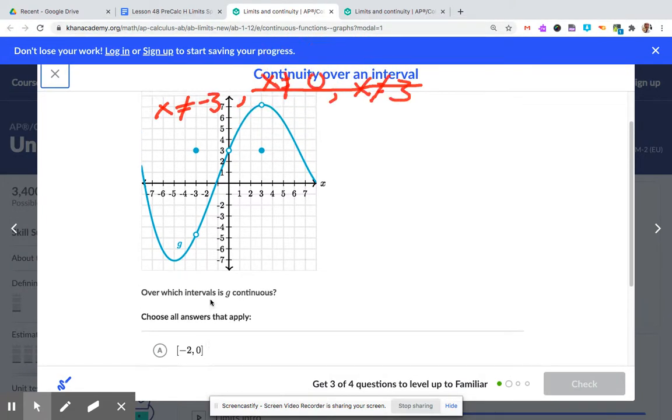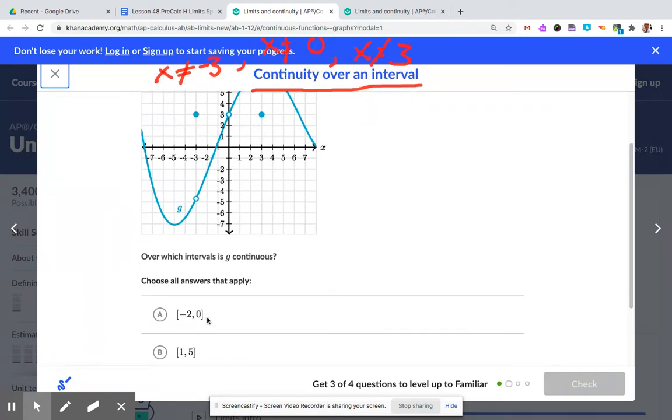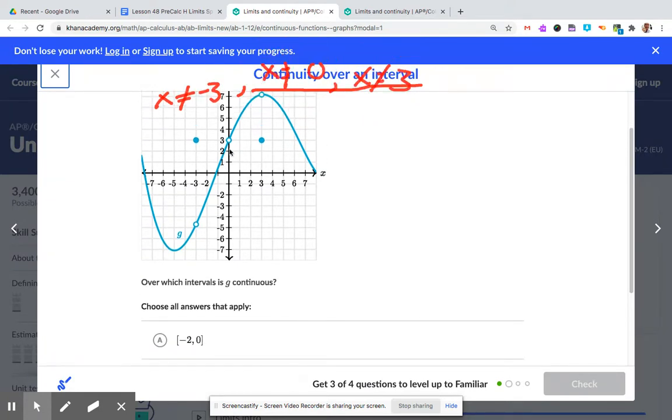-2 to 0. And we're including 0. So is that okay? I would say no. It's not continuous. It's not defined at 0 right here. So no good.